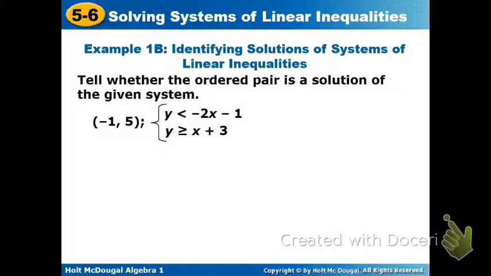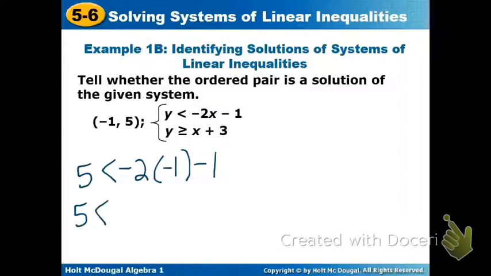And we're plugging that into y is less than negative 2x minus 1, and then y is greater than or equal to x plus 3. So let's check and see if these will work. Okay, so y, 5, is that going to be less than negative 2 times negative 1 minus 1? So negative 2 times negative 1 is a positive 2. 2 minus 1 is 1. So is 5 less than 1?